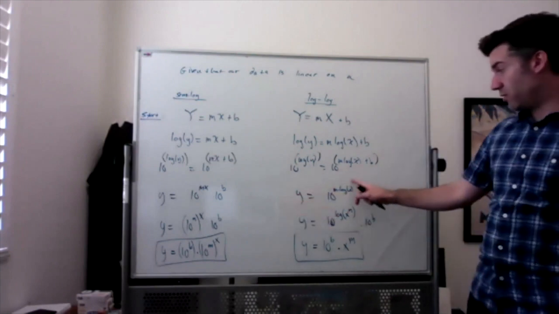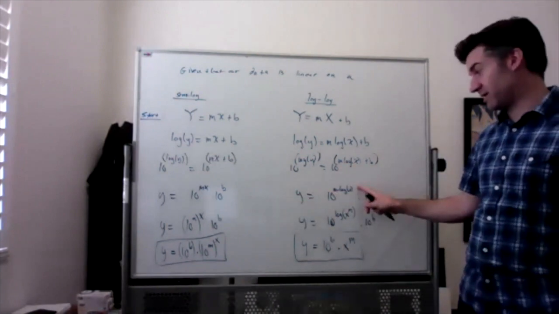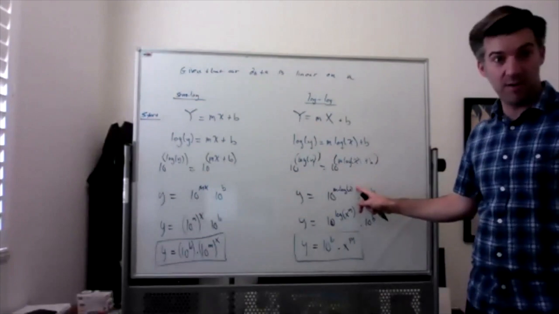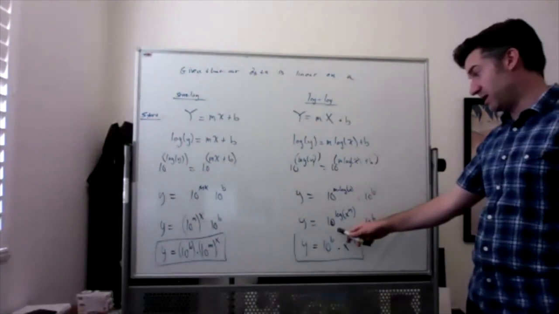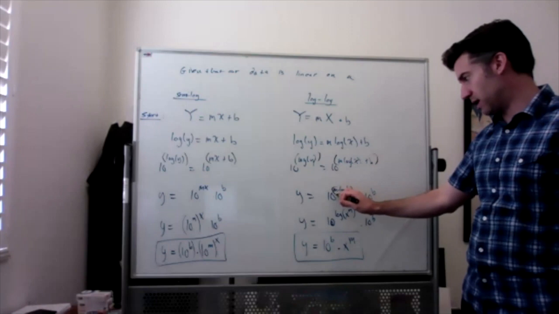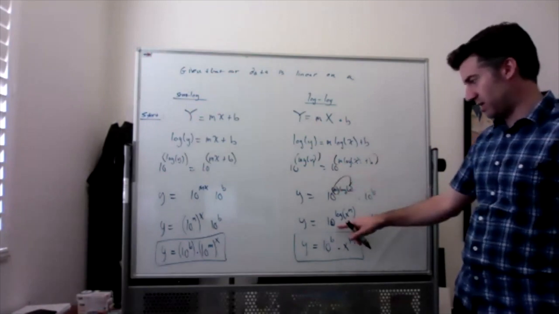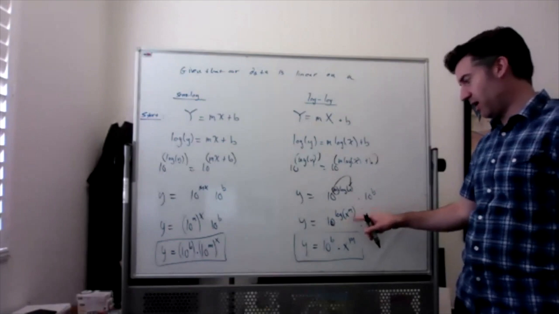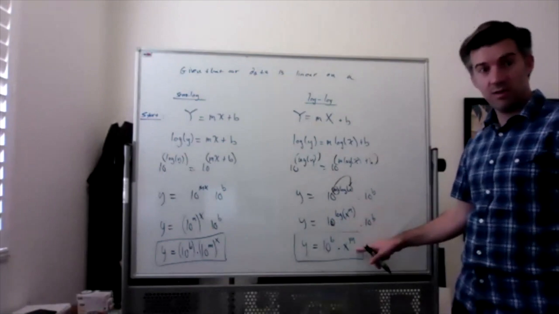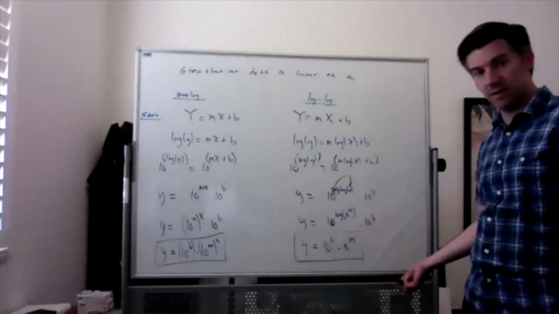And then this 10 to the m times log of x is going to end up being x to the m, because you can write this m here as the power of x. So you can say it's 10 to the log of x, to the m, and that's just x to the m. So we end up with 10 to the b times x to the m.